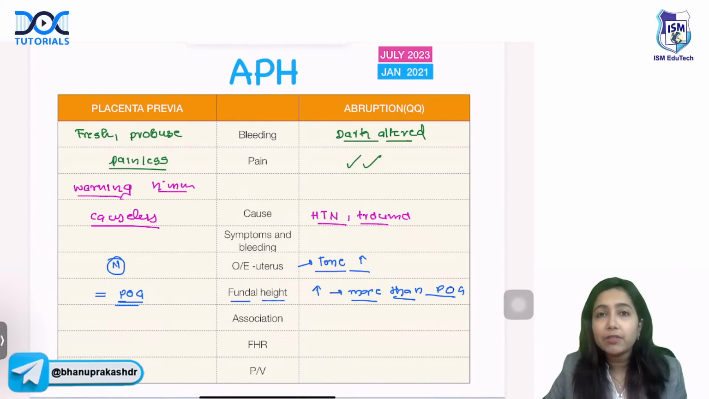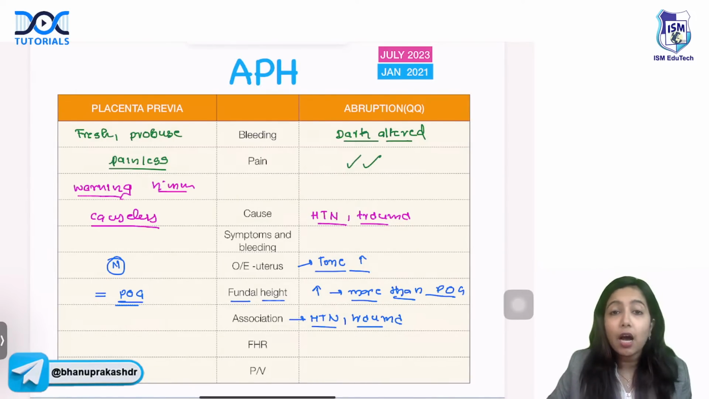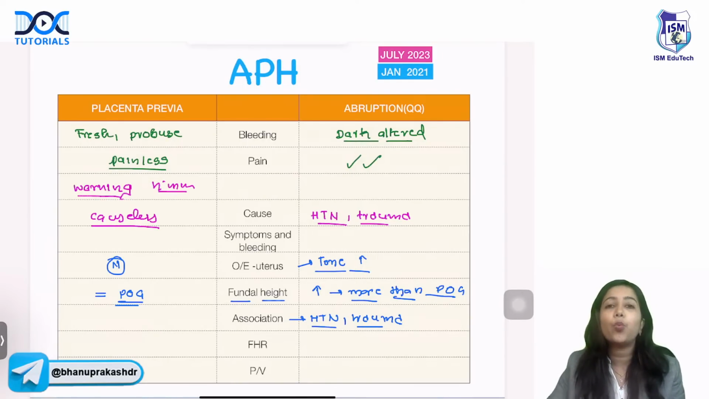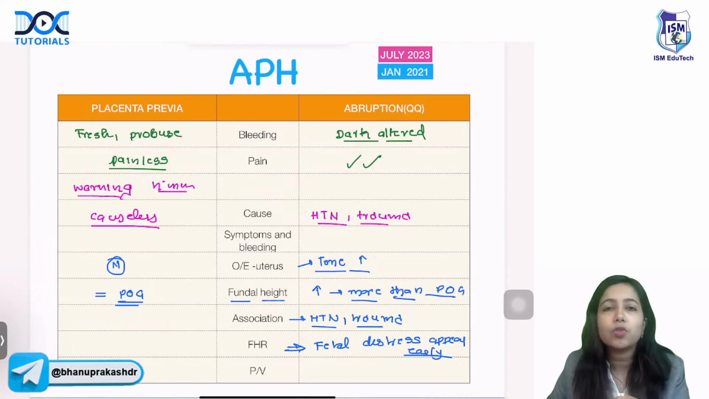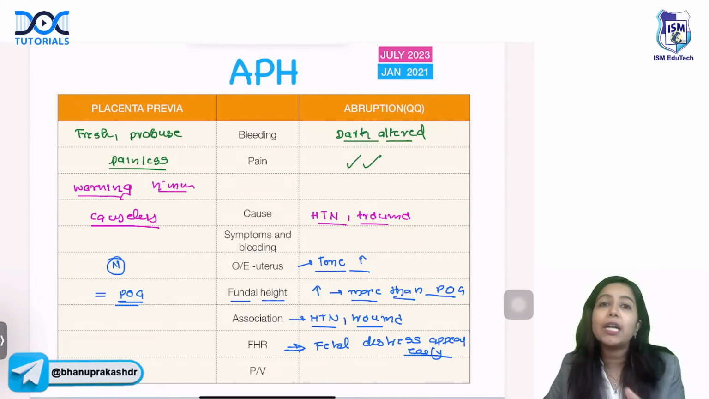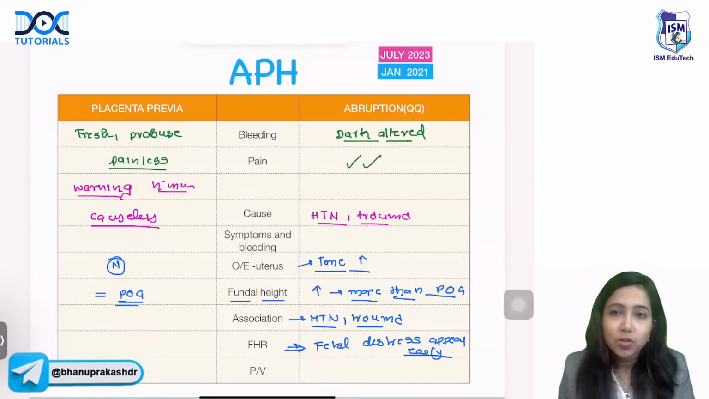In abruption, there can be associations such as hypertension or trauma. The fetal heart rate changes and fetal distress appear very early in abruption. So if you get a clinical scenario, look out for these buzzwords: known case of hypertension, history of trauma, patient has pain and associated bleeding. On examination, the tone of the uterus is increased and the fundal height is more than the period of gestation. Very, very important key points which will help you keep your diagnosis towards abruptio placentae. These questions have come in July 2023 as well as Jan 2021.